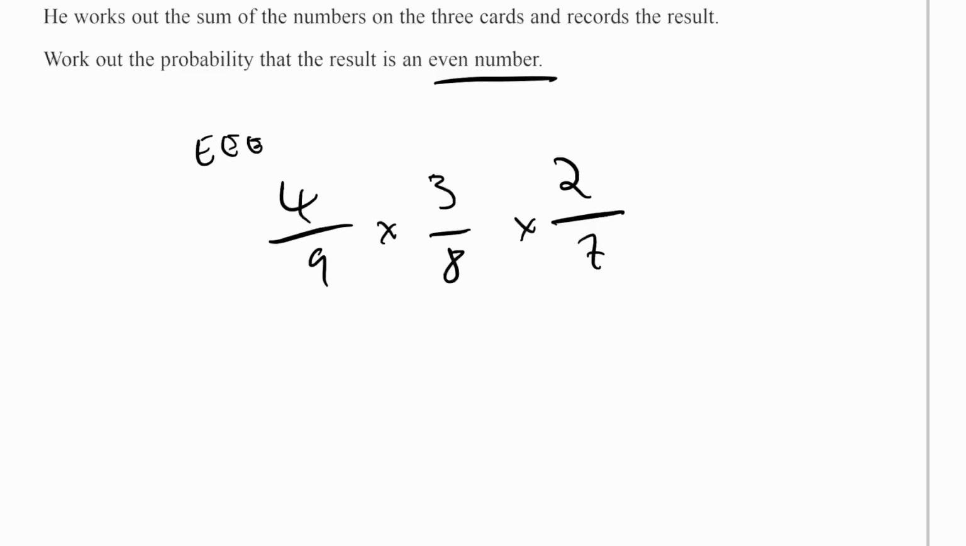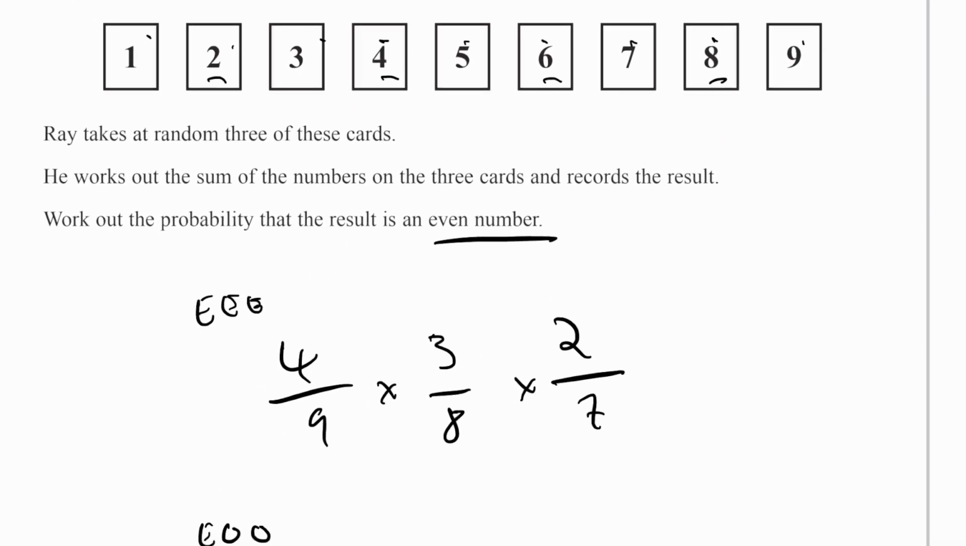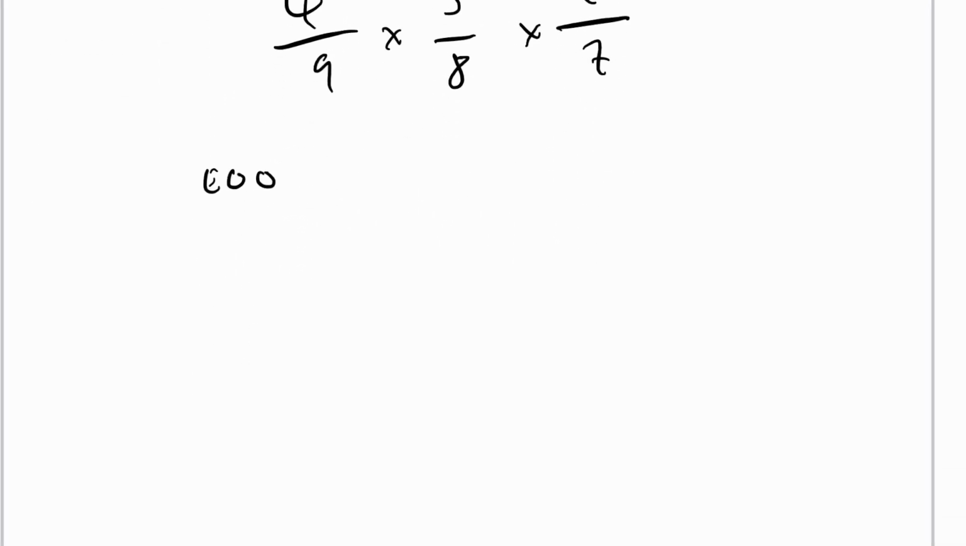The other way is if you have 2 odd numbers and you add an even number, you also get an even number. So don't discount that. So you could do even, odd, odd, where you pick an even number and then 2 odd numbers. And also the other way you could do it is you could pick odd, odd, even as well.